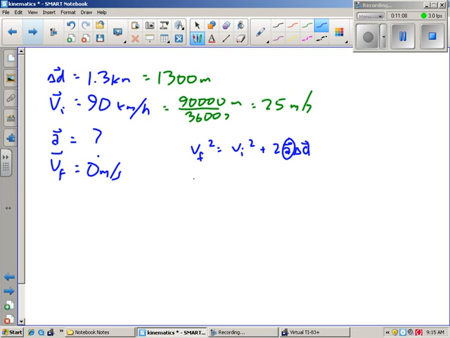So we're going to take the, we can just cross that out if we want, 0. Take the vi squared over by subtracting. And now let's take the 2 delta d over by dividing. So it's going to be, just get rid of that 0, negative vi squared over 2 times delta d.